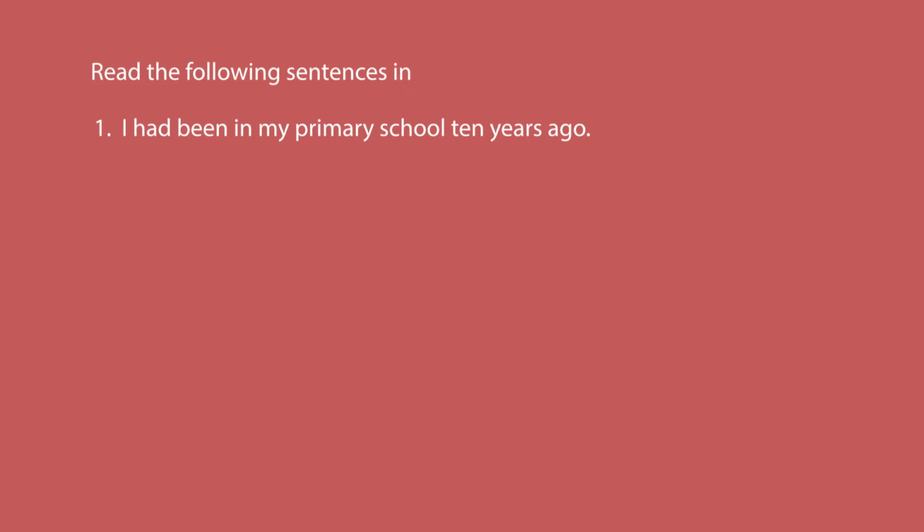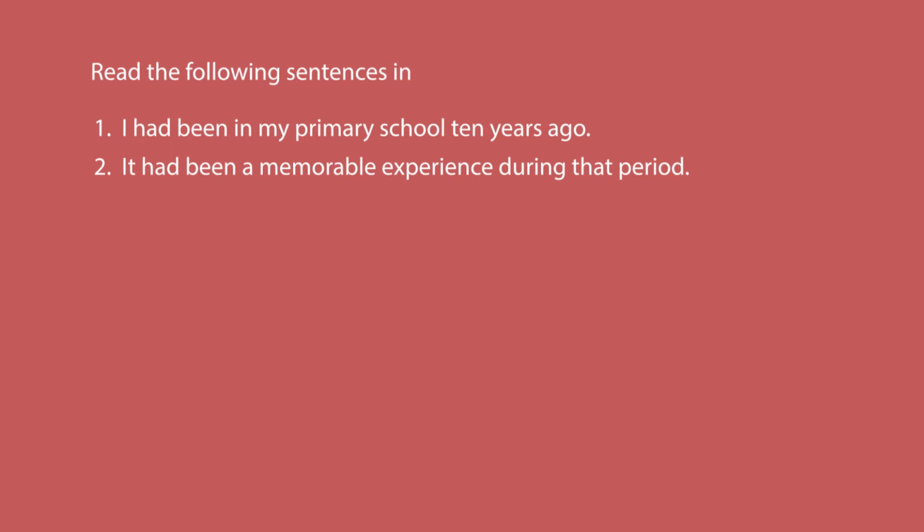First sentence, I had been in my primary school 10 years ago. So, when was it? 10 years back. After that, many events took place. Had been in the school. Second, it had been a memorable experience during that period. It had been. Again, distant past.